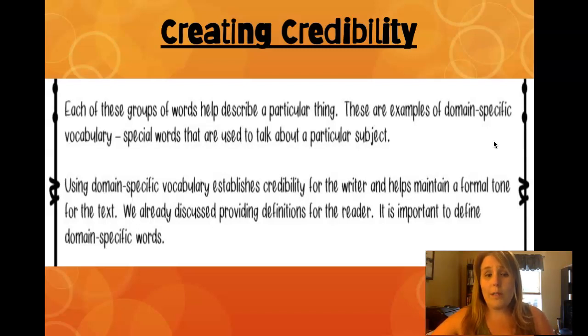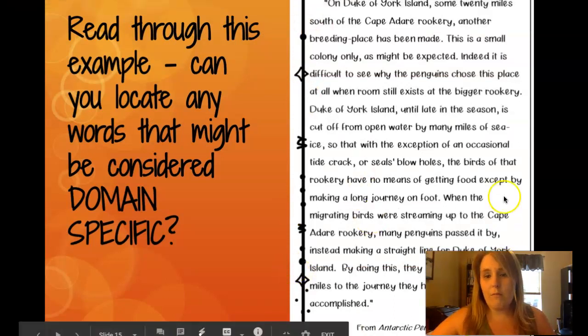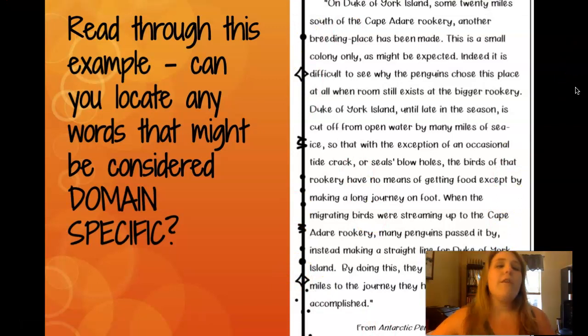So what you need to do is to define these types of words for the reader, especially if they're not common knowledge terms. Let me give you an example of this. If you were to read through this portion about Antarctic penguins, there are some specific terms that would be considered domain specific.